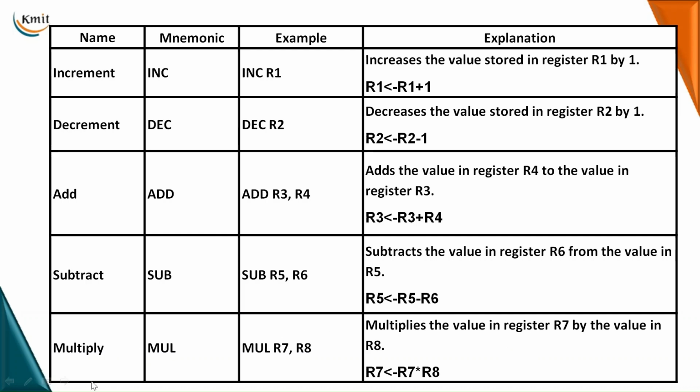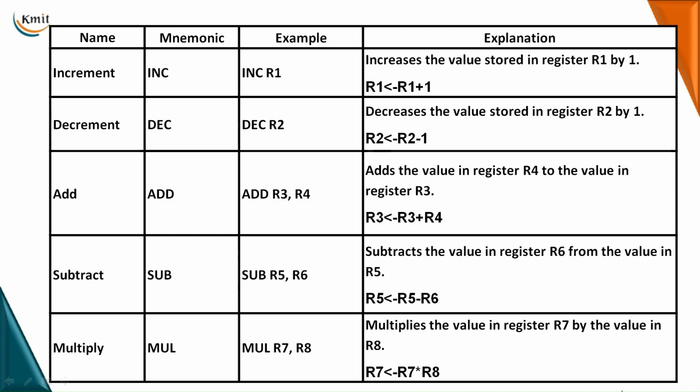Next type of arithmetic instruction is multiply, represented by mul. It performs a multiplication operation on the contents of two registers. So mul R7 comma R8. It multiplies the value in register R7 by the value in register R8. So R7 implies R7 times R8. It performs a multiplication operation.